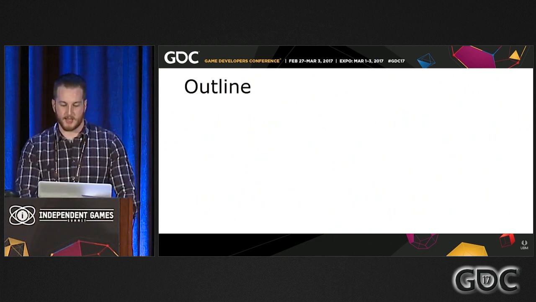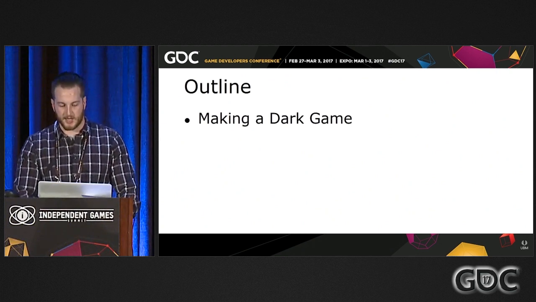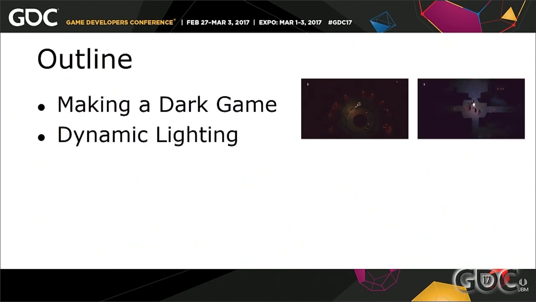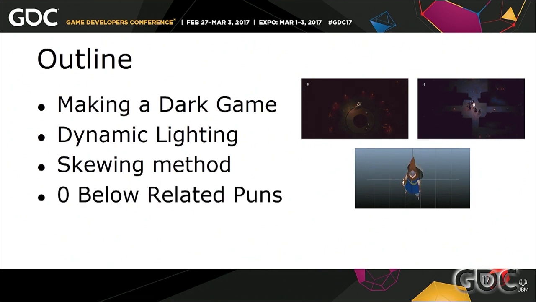So this is a short outline of what we're going to talk about today. We're talking about making a dark game, dynamic lighting, and the layering transform or skewing method that we used in the game. And there are 0 Below-related puns in this presentation.